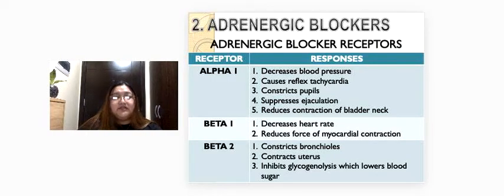Second, they cause reflex tachycardia. So nag-i-improve yung heart rate ng patient. Third, it constricts pupil. So kanina siya pwedeng ibigay sa mga patient na may glaucoma. Alright. Fourth, suppresses ejaculation. So side effect, sexual relations. Fifth, reduces contraction of the bladder neck. Kanino ito pwedeng ibigay dahil dyan sa mga patient or lalo na sa mga lalaki na may BPH.